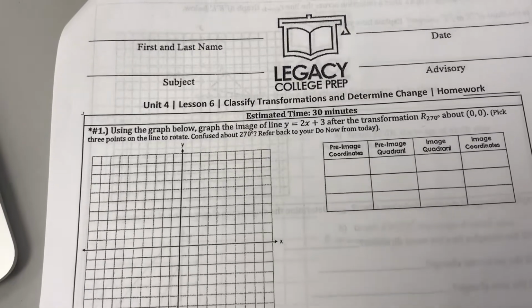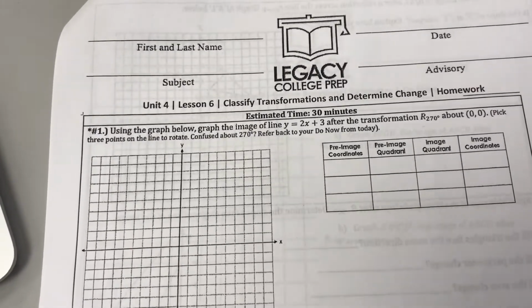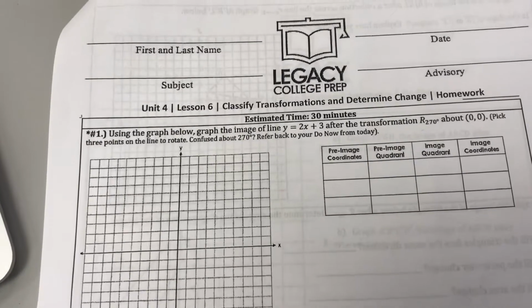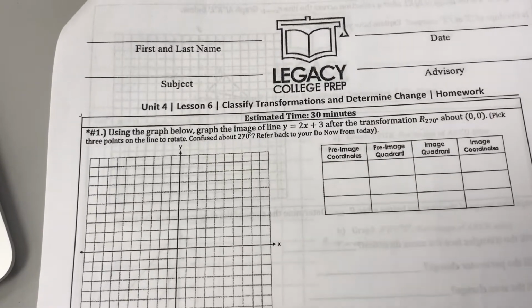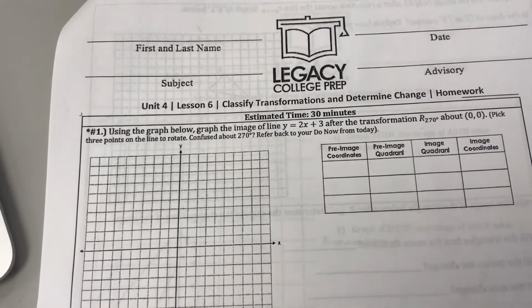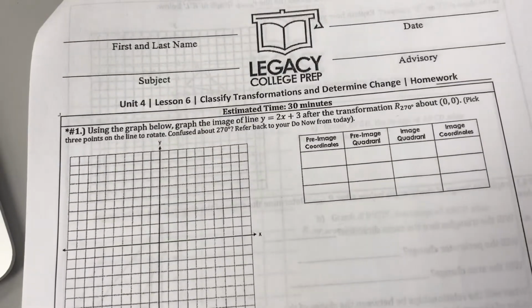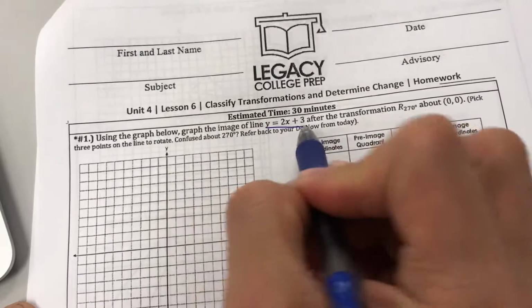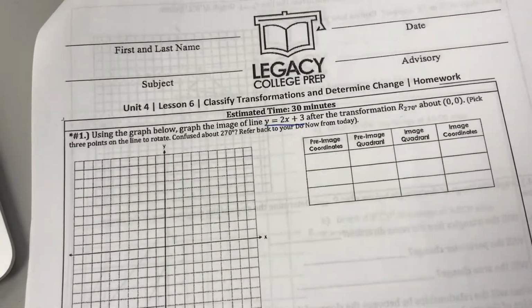Alright, boys and girls, let's take a look at this video very quickly. Tomorrow's lesson is going to be on classifying transformations and determining change. Most of the time, it's easy for us to see transformations with shapes, like triangles and rectangles, etc. It's a lot harder to see it with just a line, okay? So that's the skill that we're looking at for today.